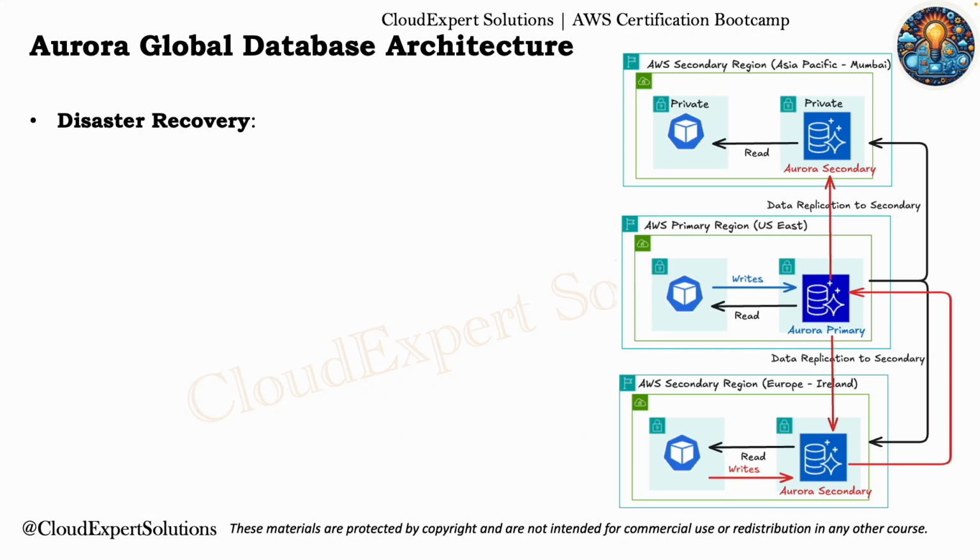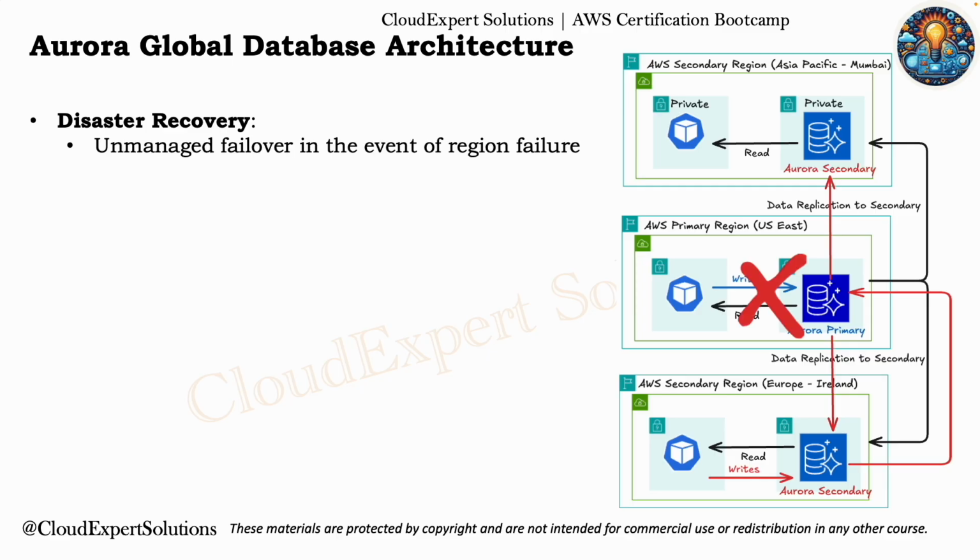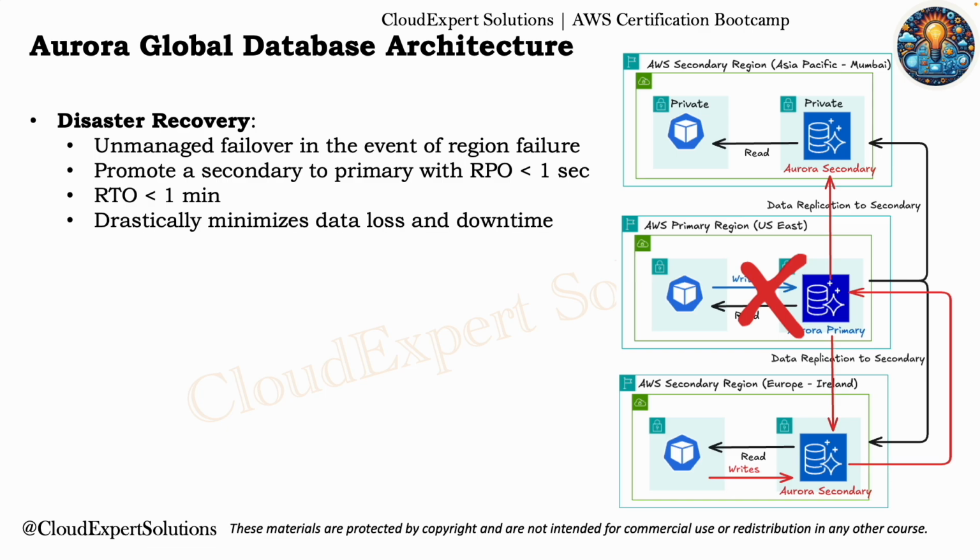Next, let's review another important concept which AWS loves to test during the certification exam, and the concept is disaster recovery. In the event of a full region-wide outage, you can perform an unmanaged failover, which will allow you to promote a secondary region to a primary with an RPO of typically under 1 second, and the RTO will be typically under 1 minute. This approach will drastically minimize the data loss and downtime.